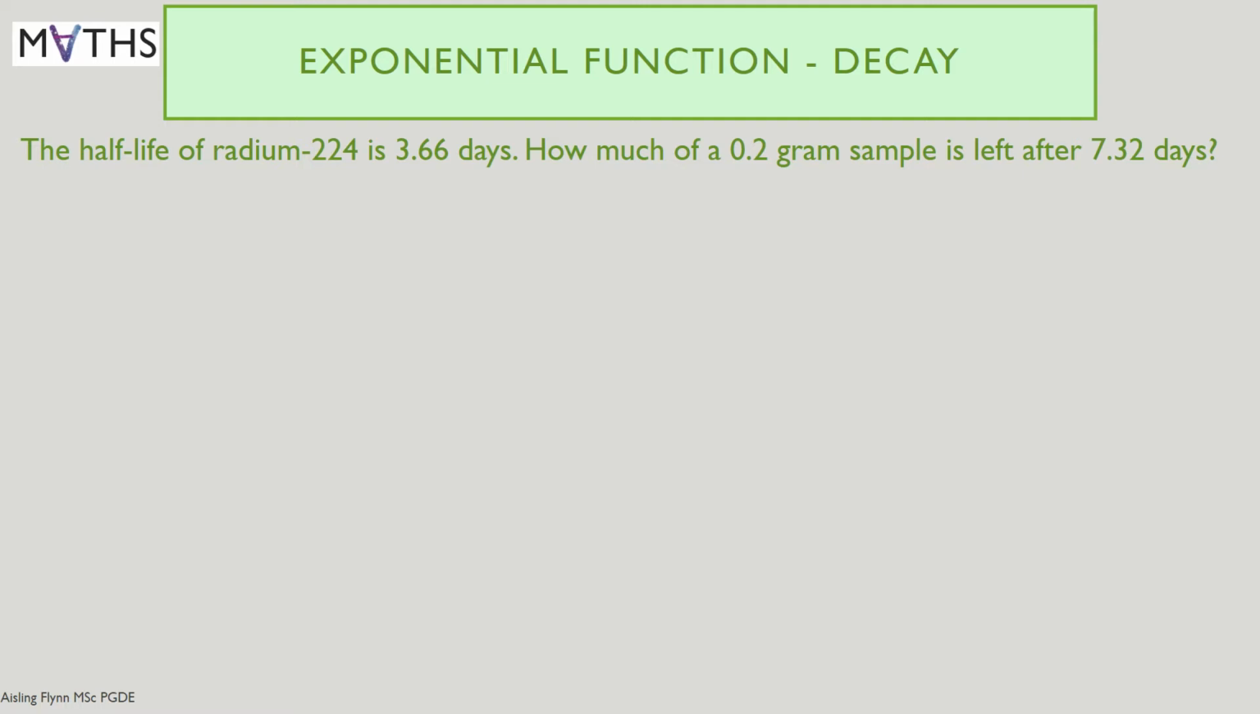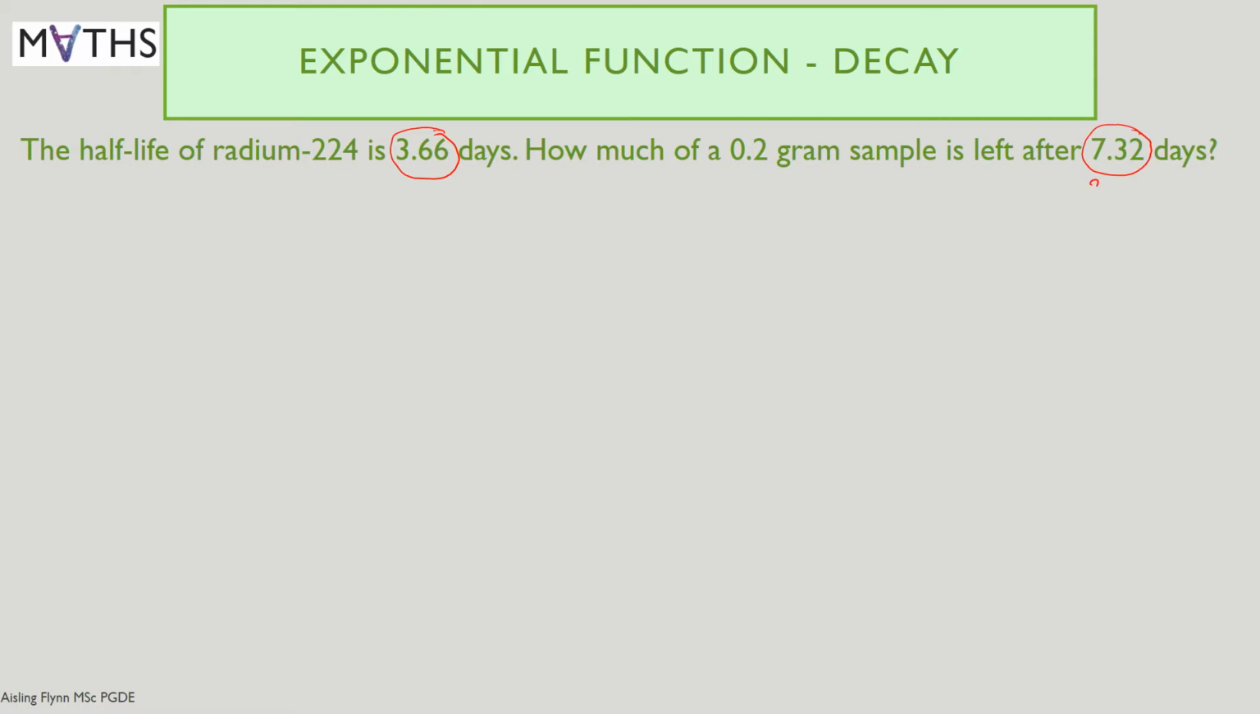Some materials have half-lives of microseconds or milliseconds, really fast, and others have half-lives of many years. In this example, the half-life of radium-224 is 3.66 days. So after 3.66 days, half of it will have decayed. How much of a 0.2 gram sample is left after 7.32 days? First we have to connect 3.66 days in relation to 7.32 days.